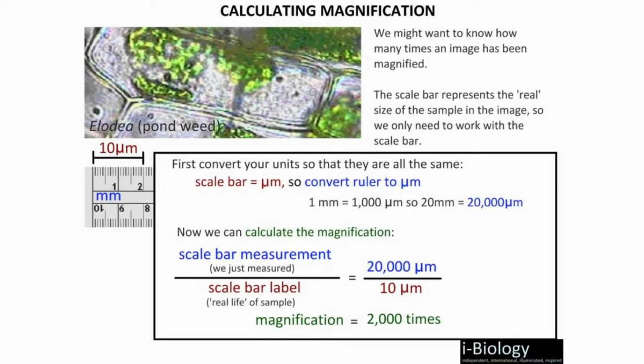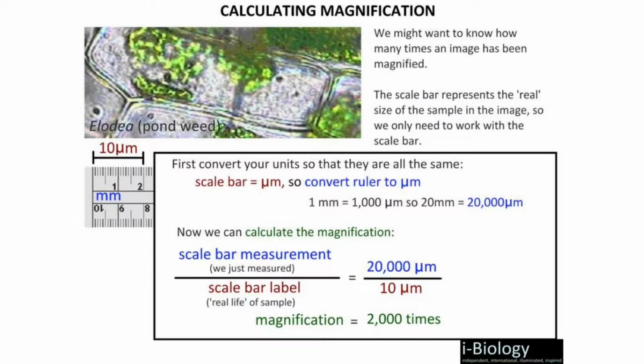First we'll take out a ruler and measure the length of the algae in millimeters. Once we find out that the picture of the algae is 20 millimeters, we need to change the units into the same units as the scale bar label. So the image is 20 millimeters, which is equal to 20,000 micrometers.